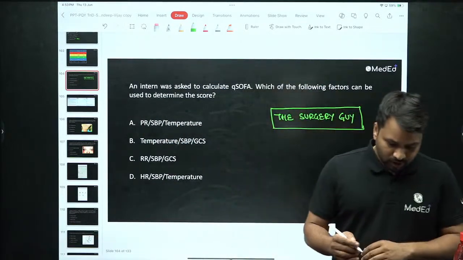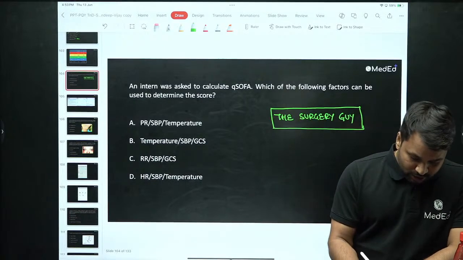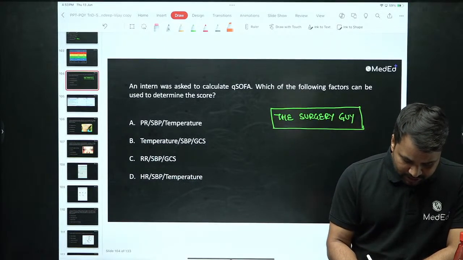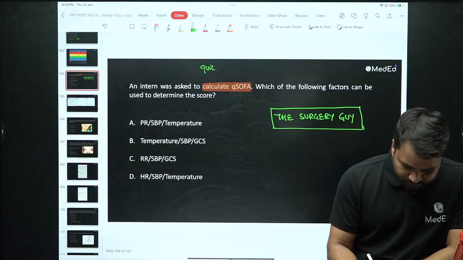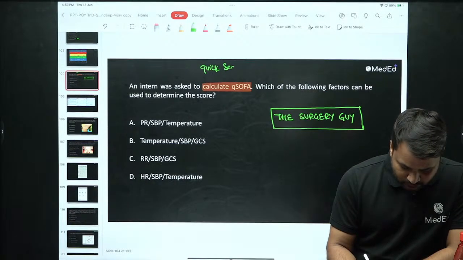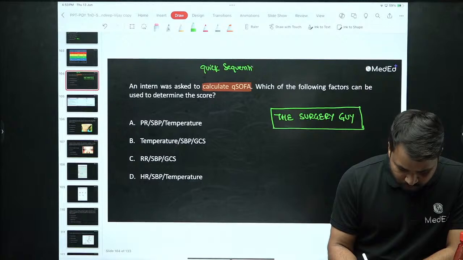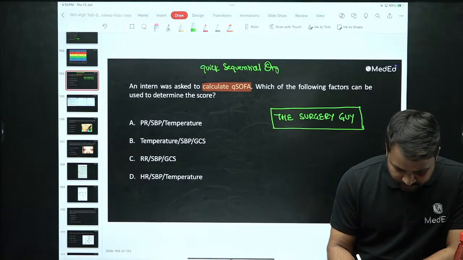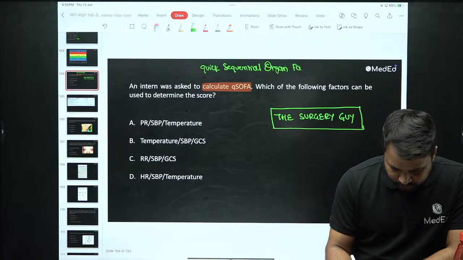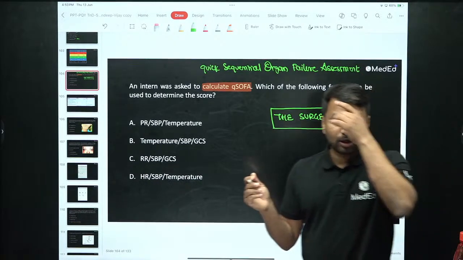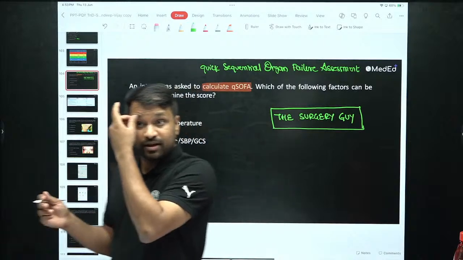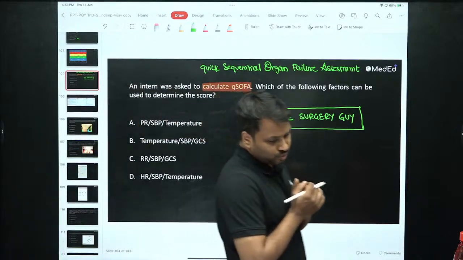Okay. Now, let's go to this question. We have an intern who has been asked to calculate the qSOFA score. Q stands for quick. SOFA stands for sequential organ failure assessment score. It is your quick sequential organ failure assessment score, that is called the qSOFA score.